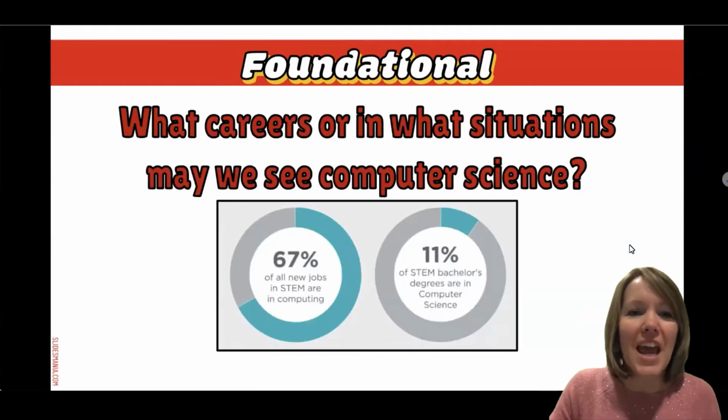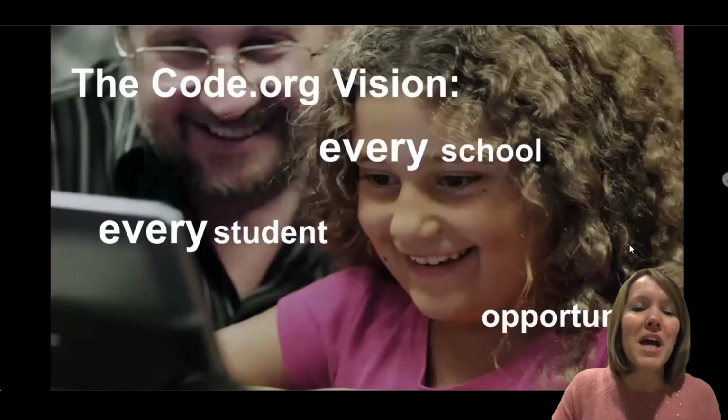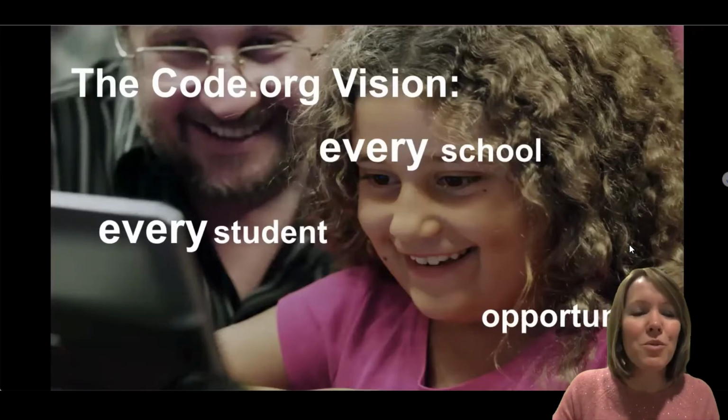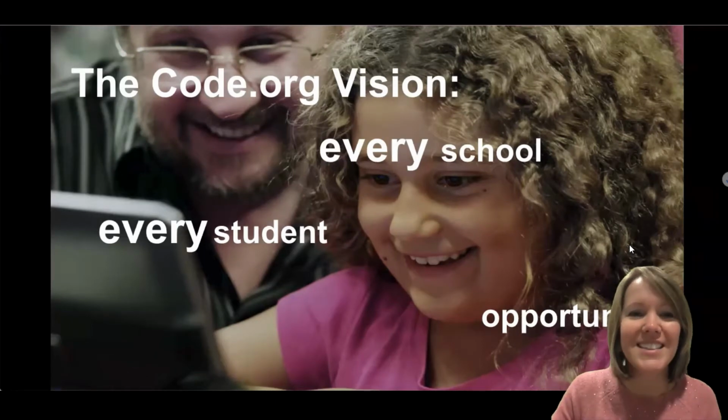So here are some stats for you. As you can see here, 67% of all the new jobs in STEM are in computing, okay? But only 11% of STEM bachelor's degrees are in computer science. So how can we fix this? How can we change our kids' thinking, and how can we prepare them for jobs that may not even exist yet? Well, the Code.org vision, which is what I'm going to touch a little bit on today, is that every school, every student should have the opportunity to learn about computer science and coding.